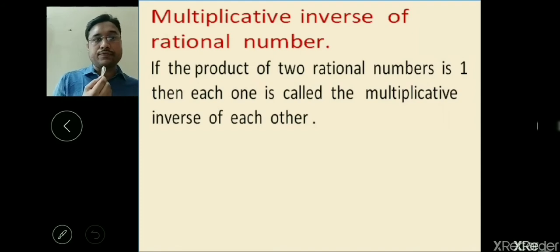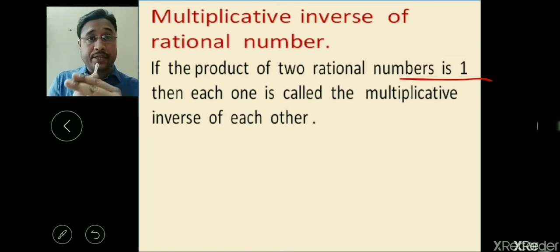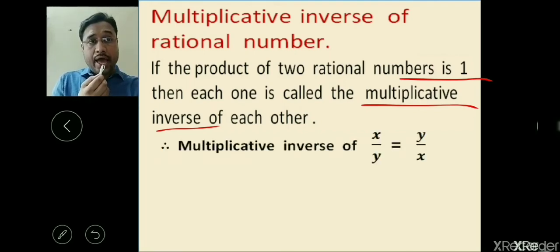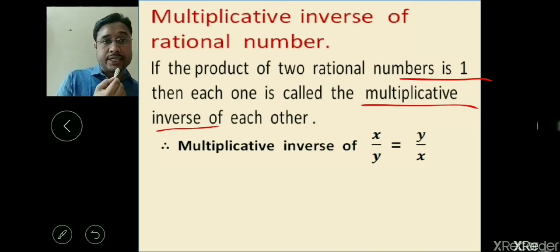If the product of two rational numbers is 1, then each one is called the multiplicative inverse of the other. They are called reciprocals also. You can say that if the product of two rational numbers is 1, then each one is called the reciprocal of the other.